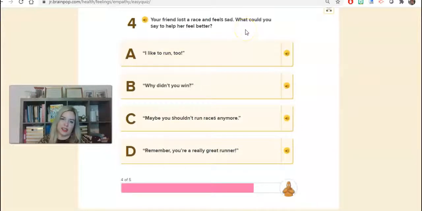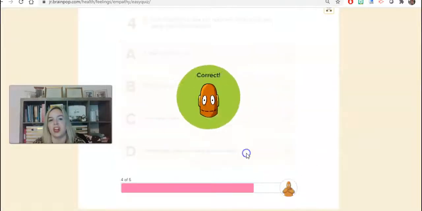Your friend lost a race and feels sad. What could you say to help her feel better? I like to run too. Why didn't you win? Maybe you shouldn't run races anymore. Remember, you're a really great runner. Which one do you think would make the most sense? A, B, C, or D? Good job.